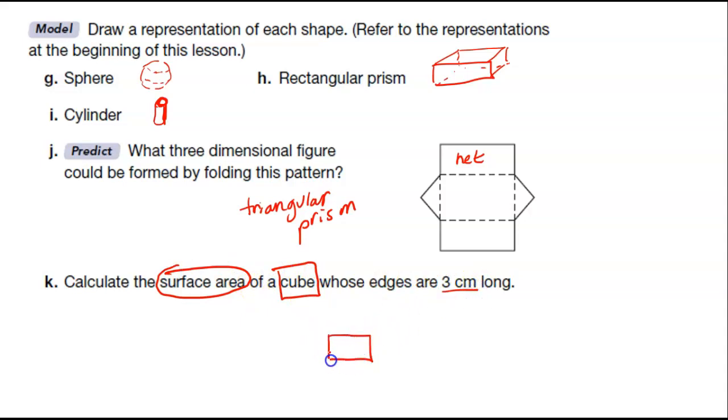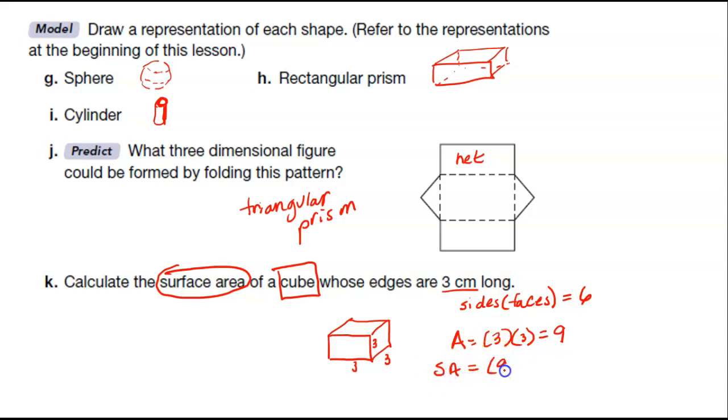And then it says calculate surface area of a cube whose edges are 3 centimeters long. So if I envision this, a cube, and of course I'm not going to draw it great, but all of the sides are going to be 3. It's a cube. So my surface area, and I have, let's see, sides or faces, I have 6. Front, back, top, bottom, side, side. Okay, so the area of one face is 3 times 3, which is 9. So the total surface area is going to be 9 times how many faces we have, which is 54.